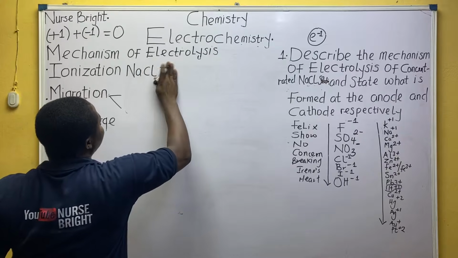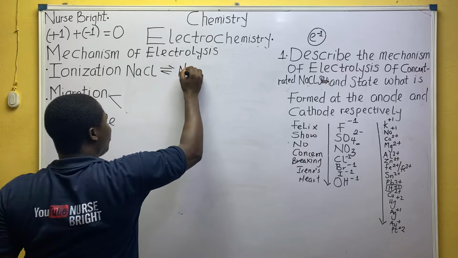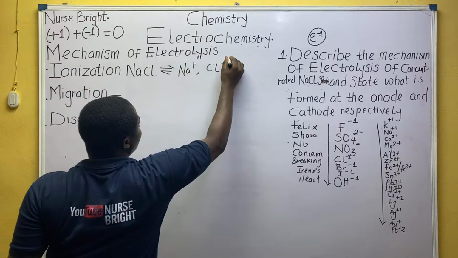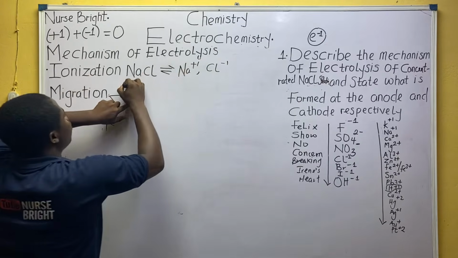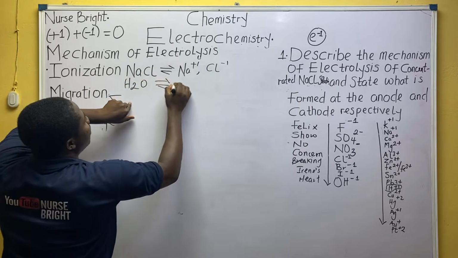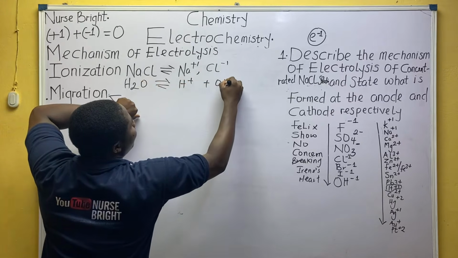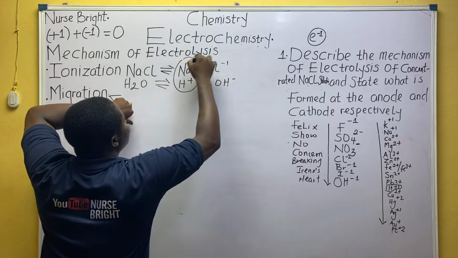Basically, we're going to get Na plus and also Cl minus, right? And there is water, so definitely it's going to give me what now? H plus and what? OH minus, right? So these are the ions.